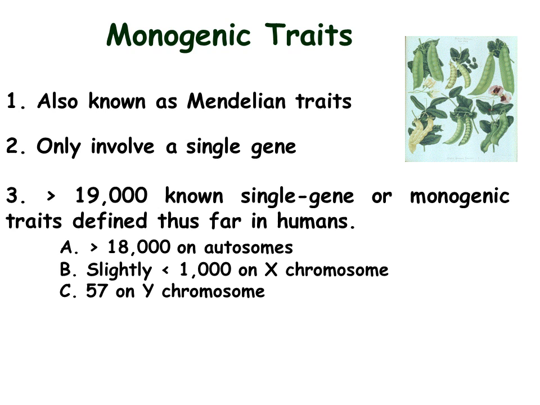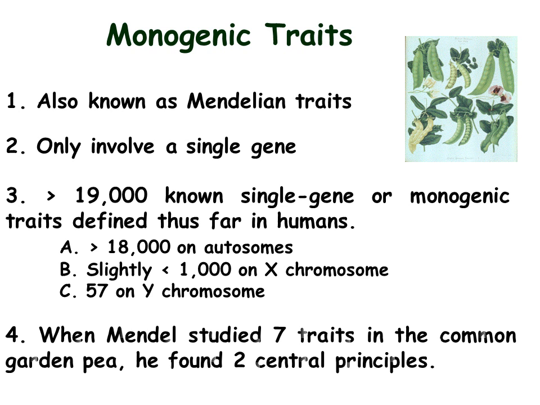Right now, we know of more than 19,000 single gene or monogenic traits that have been defined in humans. The majority of them are on the autosomes with more than 18,000. A little bit less than 1,000 on the X, and I'm not sure whether that number is still correct. There might be a little bit more on the Y chromosome.